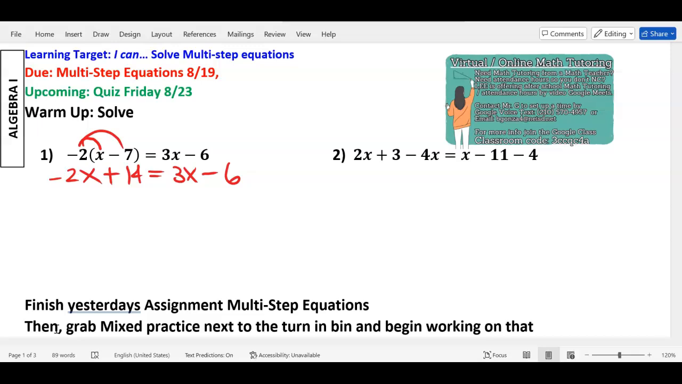Is that calculator dead? Was that calculator dead? Okay, let me, one second.